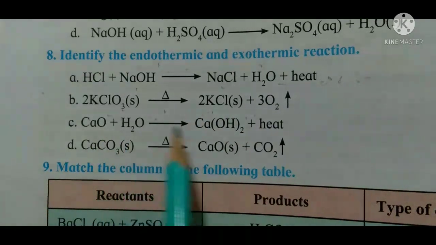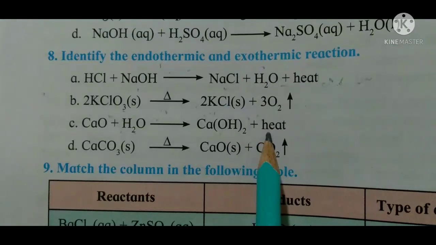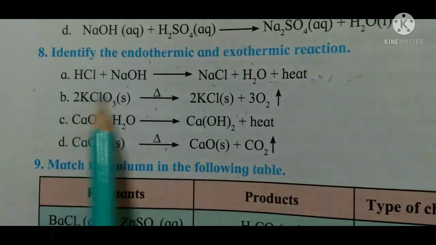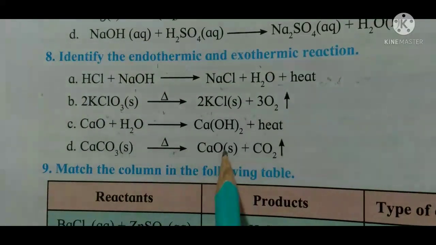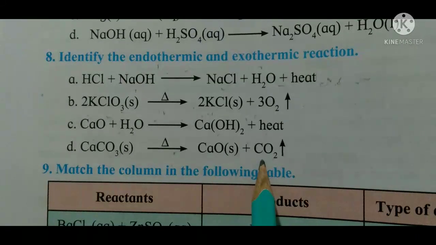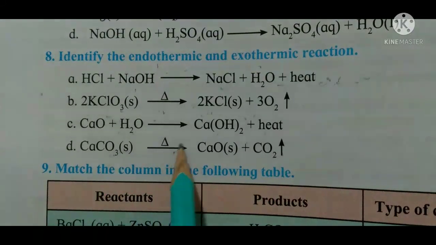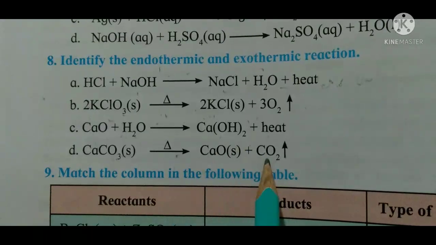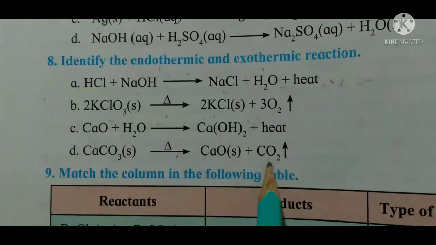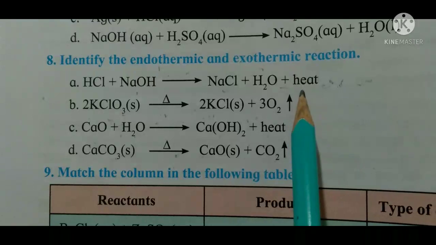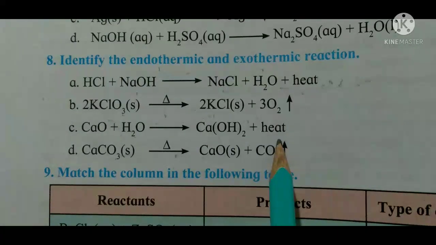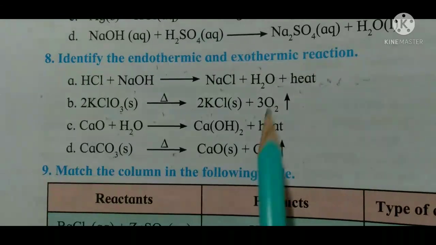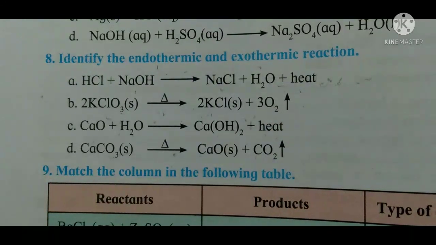CaO plus H2O, you got calcium hydroxide plus heat. Heat is given out. So this is your exothermic reaction. Fourth one, calcium carbonate, heat is given. Okay. Calcium oxide and carbon dioxide. So calcium carbonate has absorbed the heat. So what kind of reaction is this? This is your endothermic reaction. So this is your exothermic reaction, heat is given. Exothermic reaction, heat is given, and B and D is your endothermic reaction.